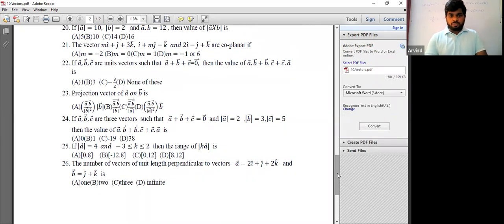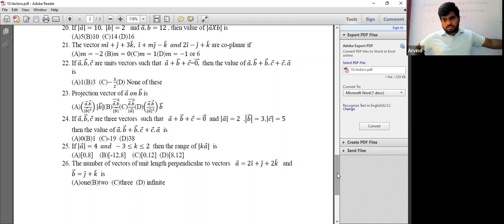The number of vectors of unit length perpendicular to the vectors. How many vectors can you have perpendicular to vector A and vector B? 2 vectors. Very good.